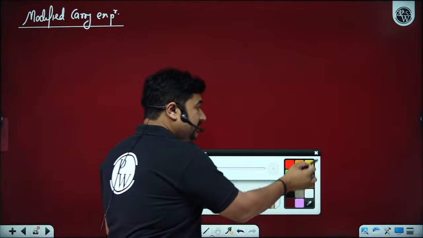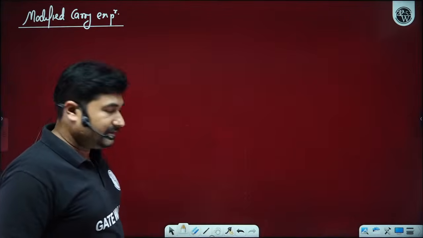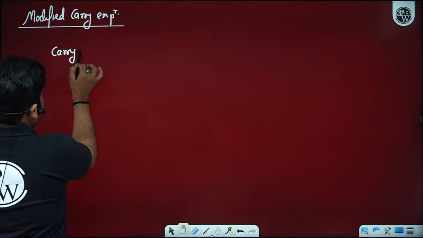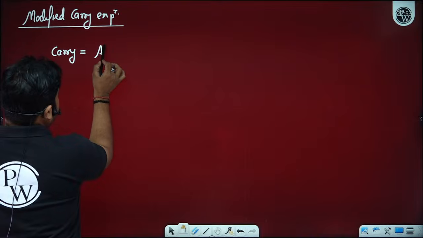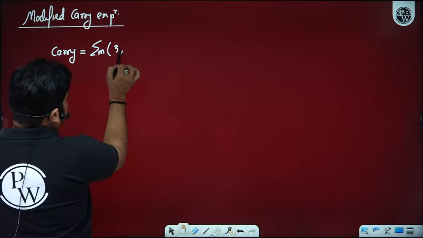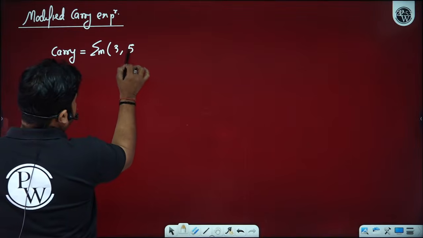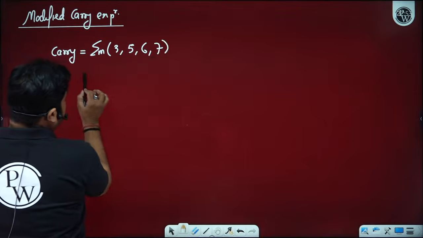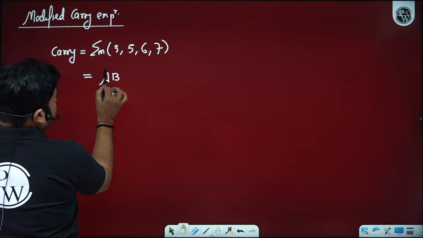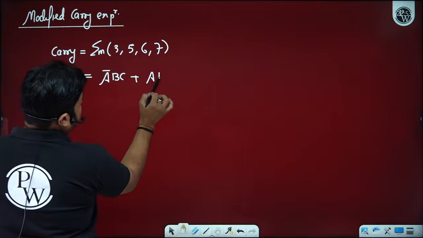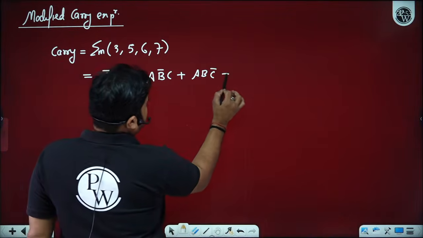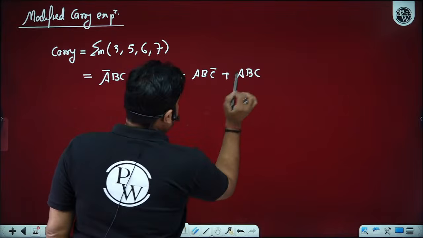So the minimized expression we have is AB plus BC plus CA. That is the minimized one. Now let's talk about the carry expression once again. What is the carry expression? We have the carry expression as summation of m(3, 5, 6, 7). So in terms of ABC, 3 can be represented as A bar BC, 5 can be represented as A B bar C, minterm 6 is A B C bar, and minterm 7 is A B C.